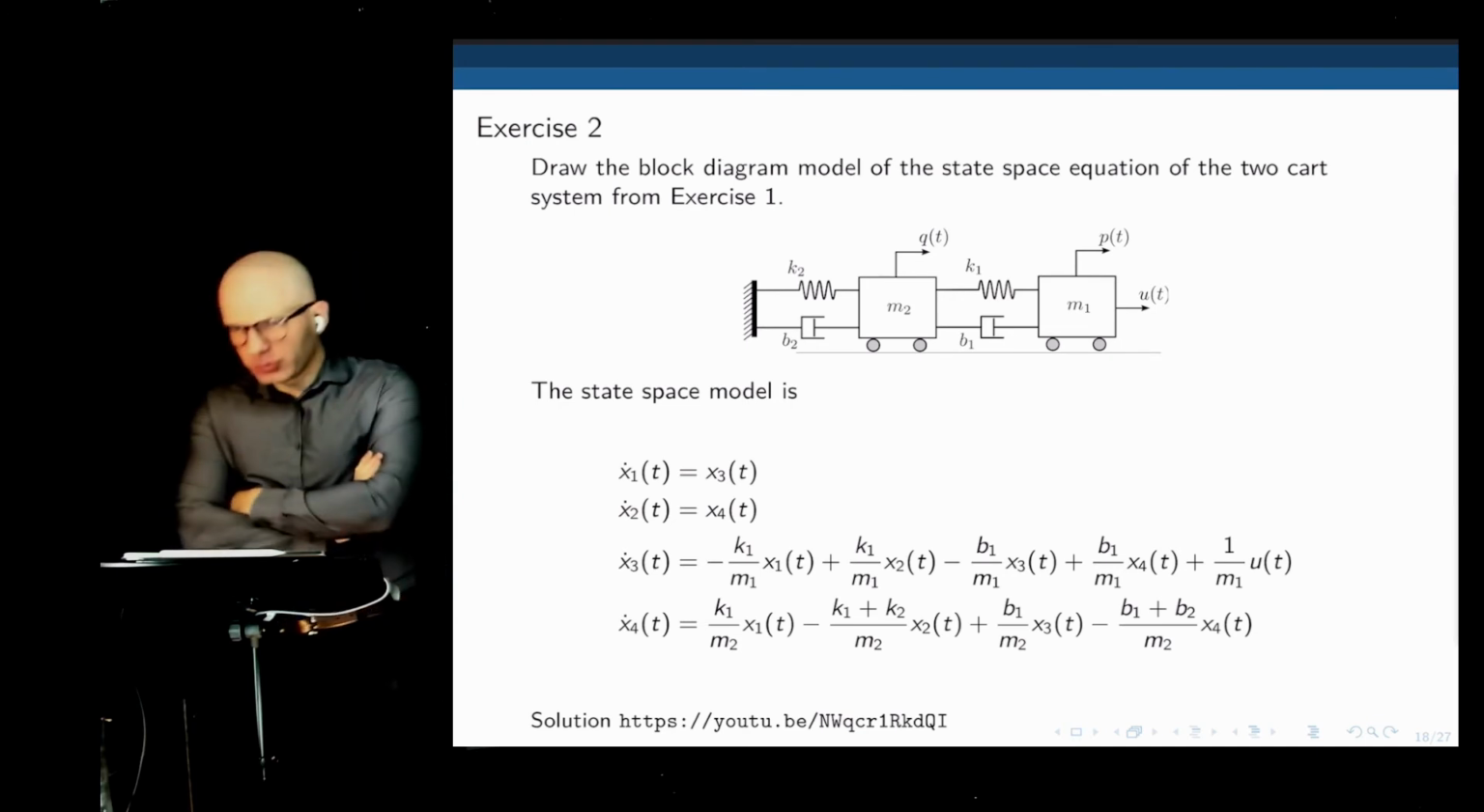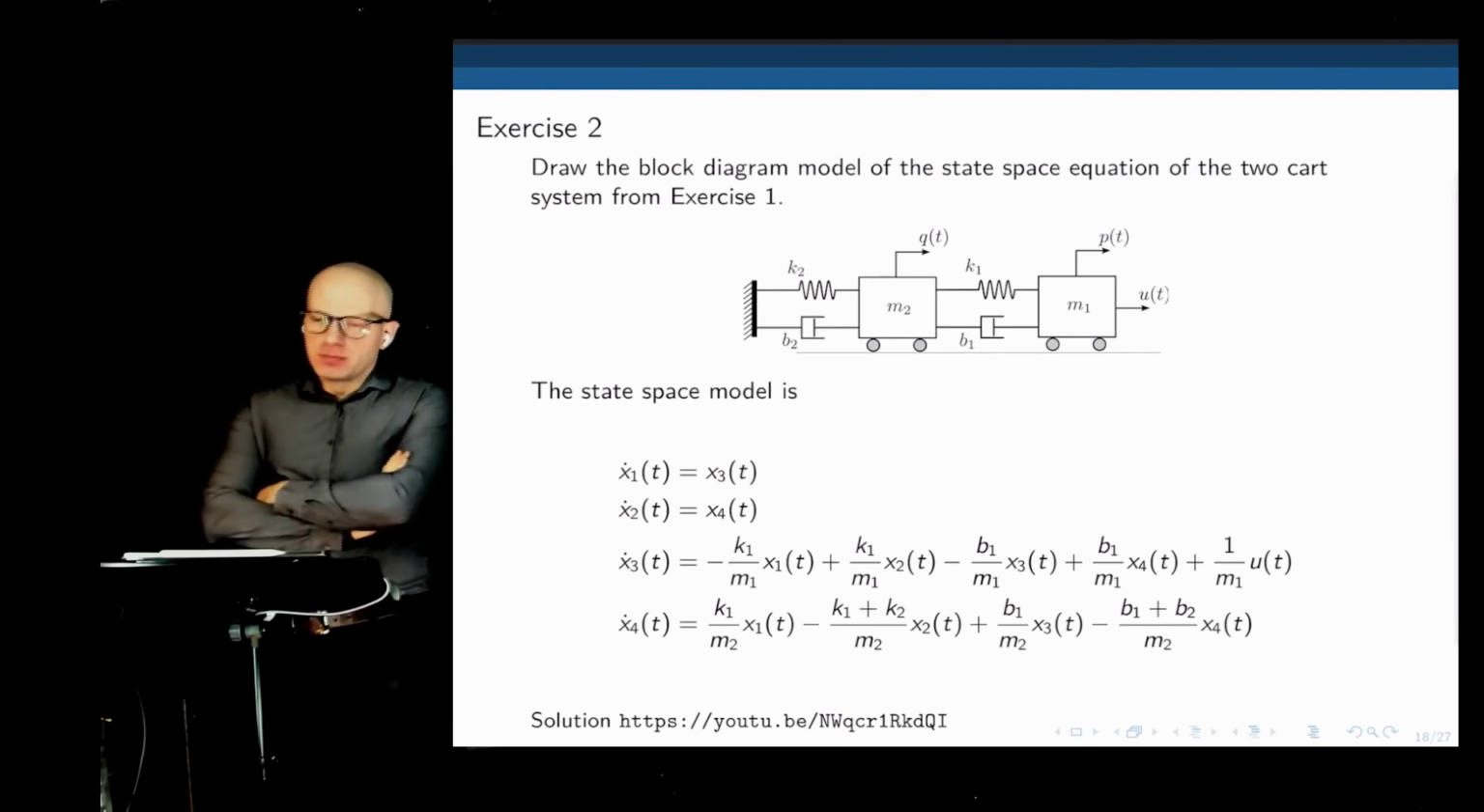Where would you begin? What would be the first thing you draw on the diagram? The input. And where is the input? That is in the 3rd equation. Yes, u of t is in the 3rd equation. So if it is in the 3rd equation, you're going to start there.